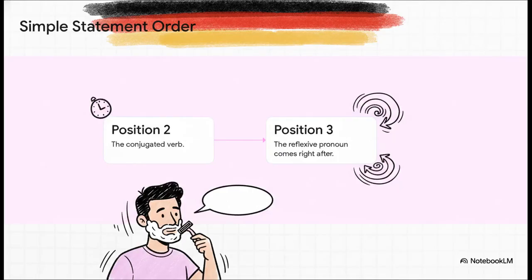Here's the golden rule for a normal sentence. The reflexive pronoun almost always wants to be right after the verb. And since we know the verb is usually in the second spot in a German sentence, the pronoun just slides right into spot number 3, like "ich rasiere mich," I shave myself. See that? Subject, verb, pronoun. It's a really solid pattern.